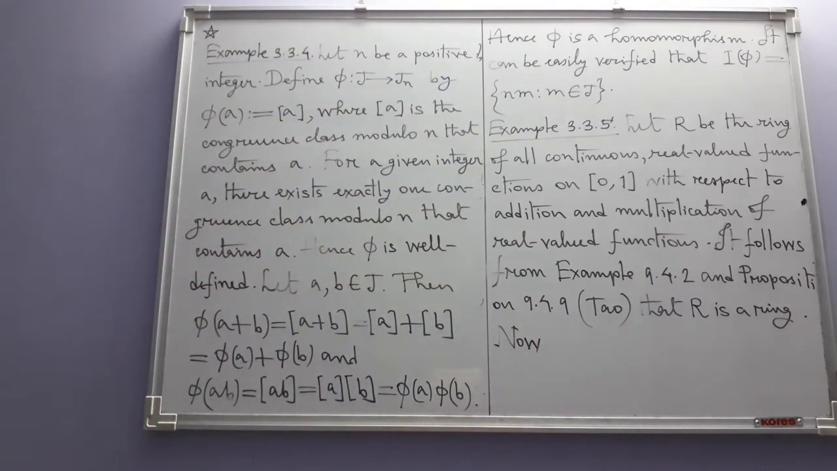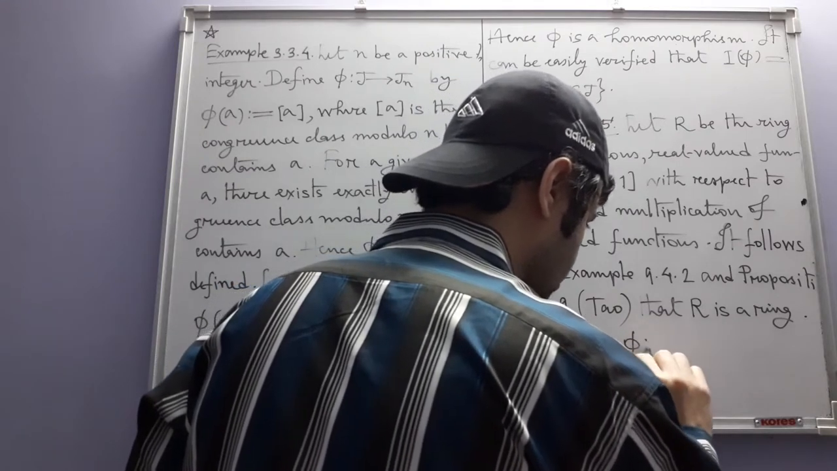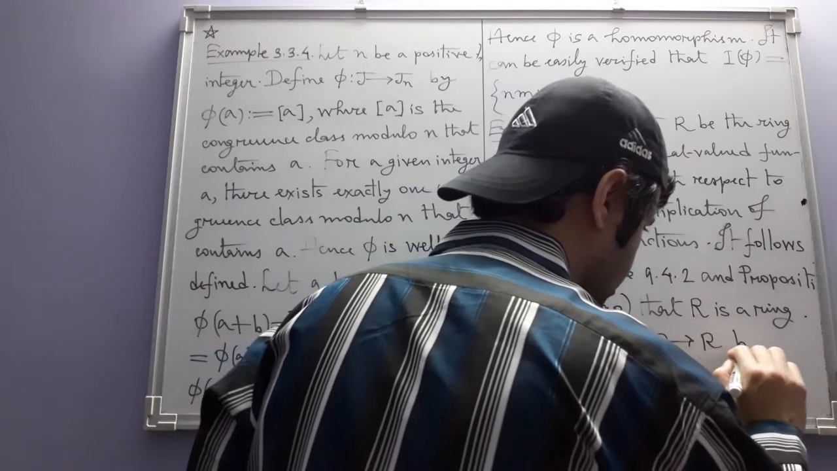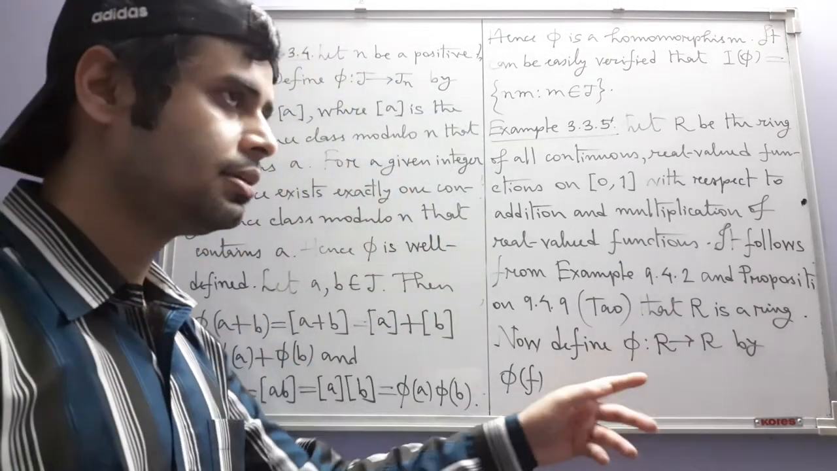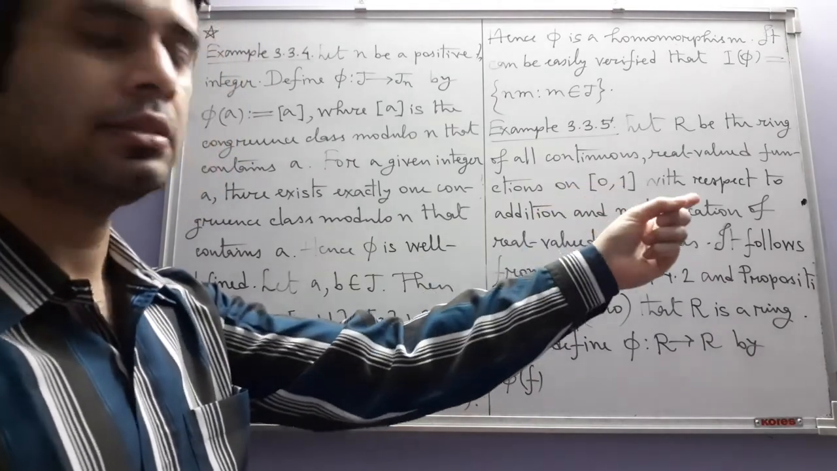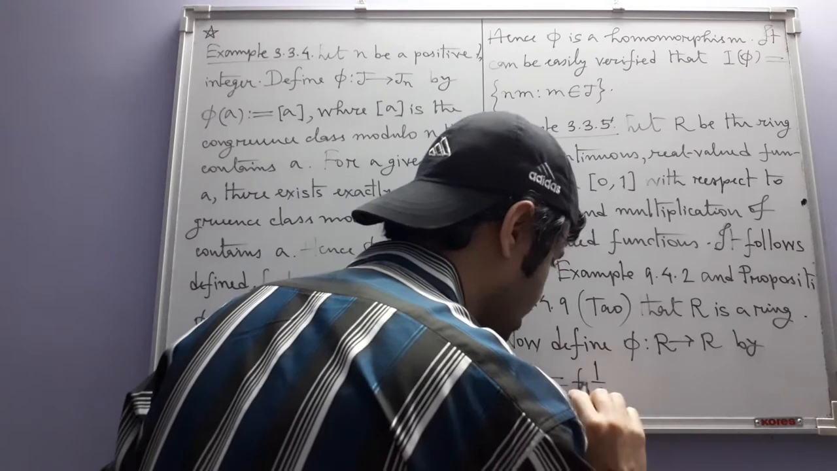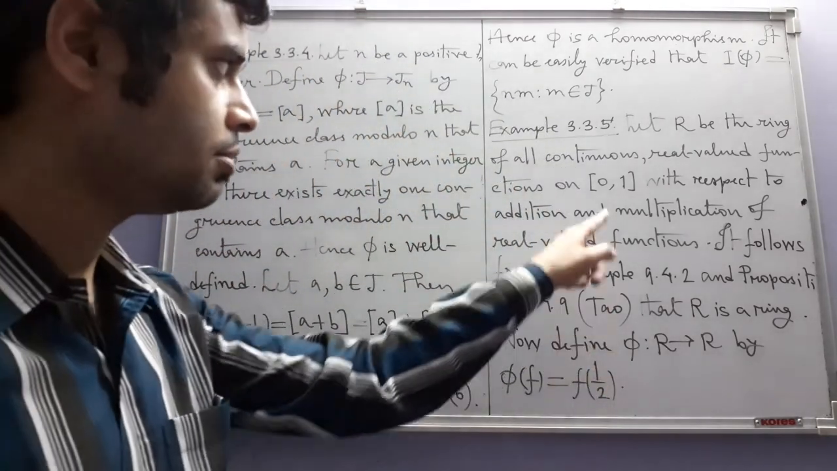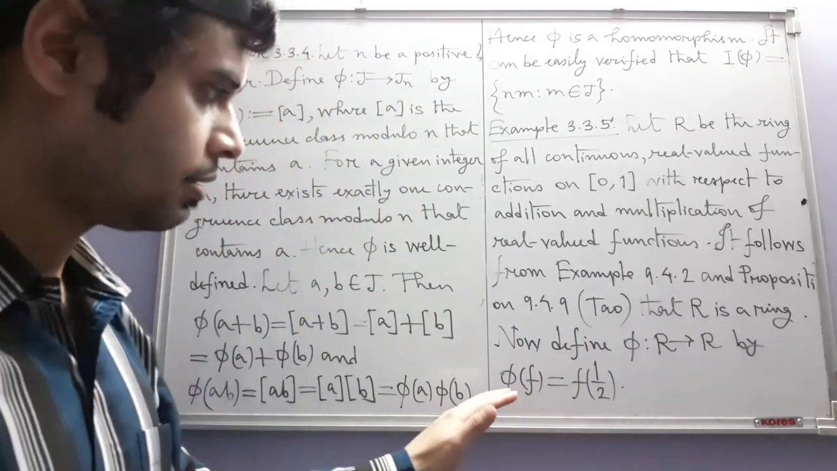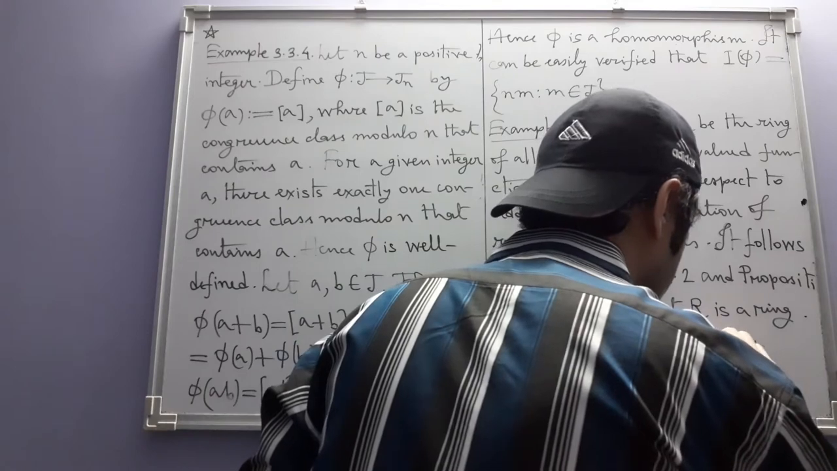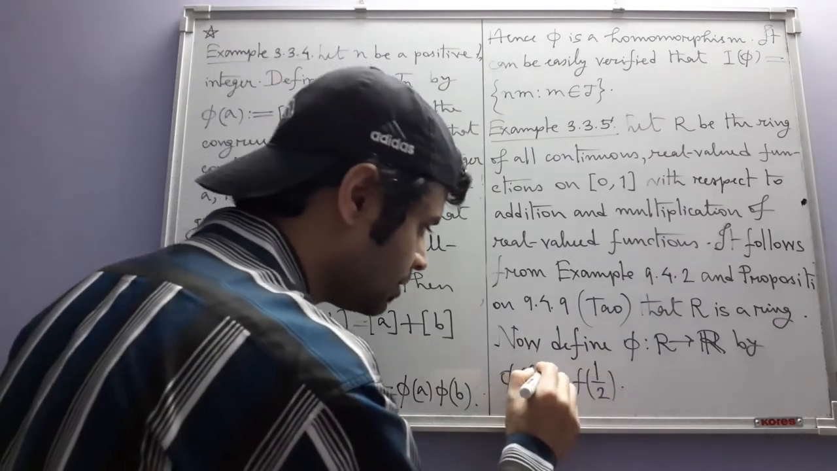Now we are going to define a function from R into the real numbers by mapping an element of R. Now, an element of R is a continuous function with the domain the closed unit interval and range the set of real numbers. And we are defining it to be equal to the functional value at the point 1 by 2, because 1 by 2 is in this common domain for all the functions in R. So this is the ring of real numbers, because this value, according to this definition, is a real number.